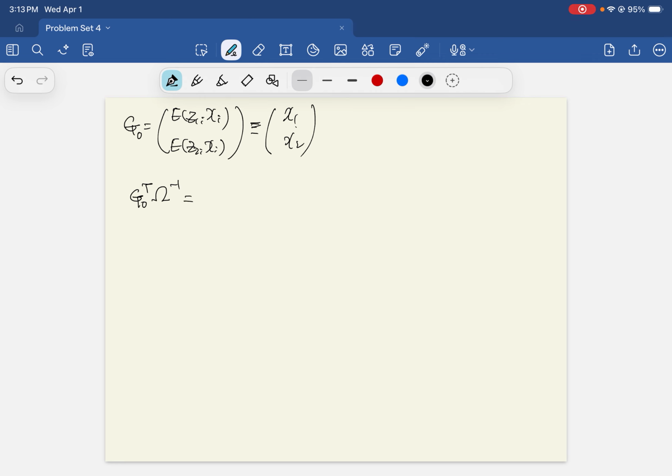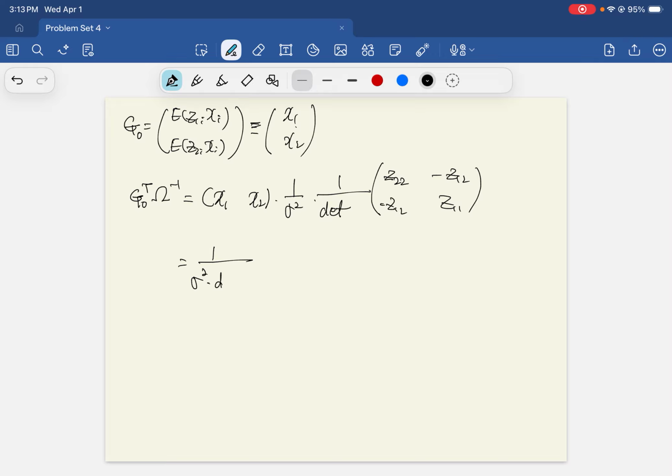This is x1, x2 times 1 over sigma squared times 1 over the determinant. Let me just simplify the determinant, and z22 minus z12, minus z12, z11. Let's do the math. So 1 over sigma squared times the determinant, and then multiply x1 z22 minus x2 z12. It is a 1 by 2 matrix. And then x2 z11 minus x1 z12.